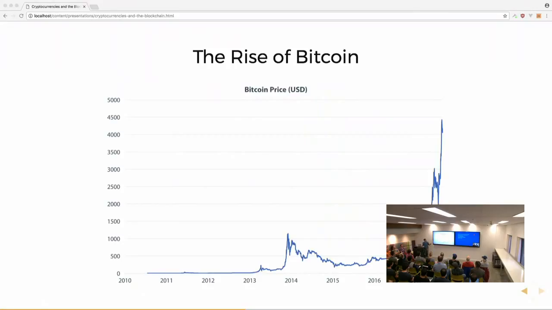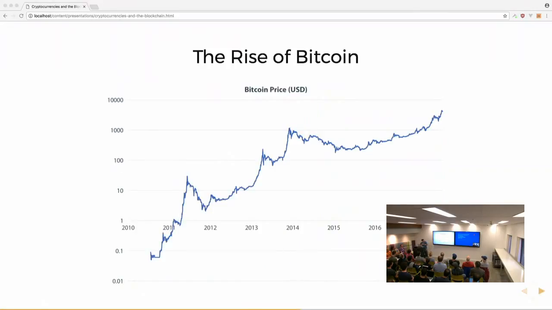So this is just the price of Bitcoin over the past 8 years or so. Here's that again in logarithmic scale instead, so it's a bit easier to see. In 2011, it reached parity with the US dollar. That was around the time when people were starting to be aware of it.